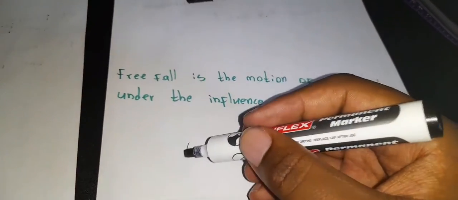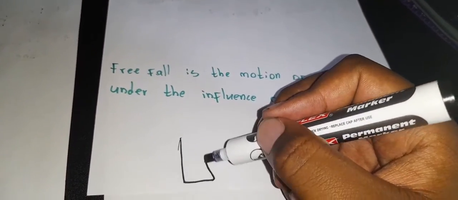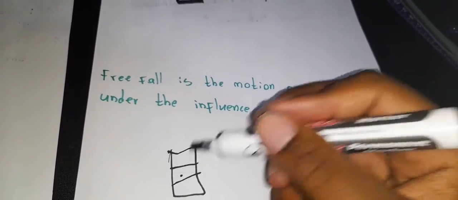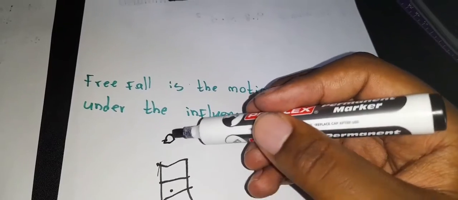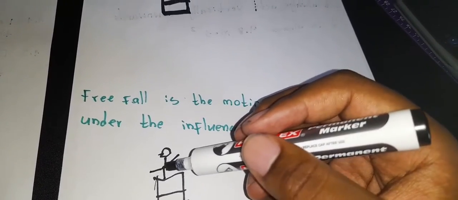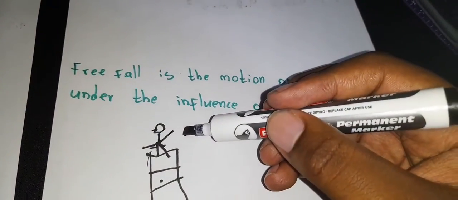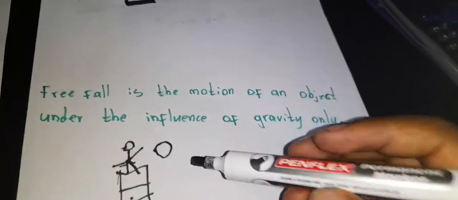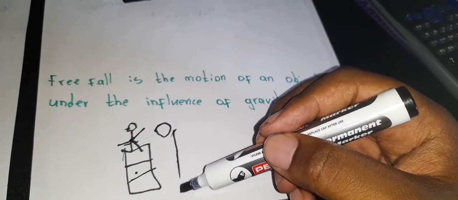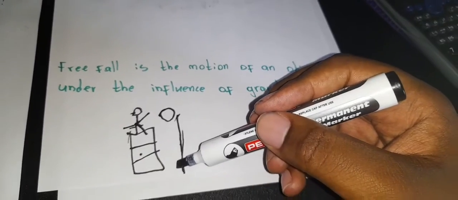So let's say we are on the same building, and these are the windows. This is you, and instead of throwing the ball upwards, you just drop it. What will happen to this ball here? Of course, it will go straight downwards and then land on the ground here.